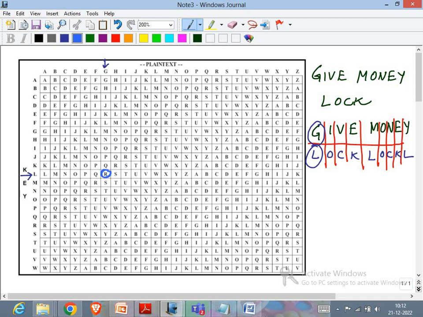If you observe, if I go down from the G column, from the plain text, and if I go row-wise from L, it will intersect somewhere around R. So basically for my G and L, the cipher text would be R. This is only with respect to G and L. G is the plain text, L is the keyword, and we are getting from the table that the cipher letter is R.